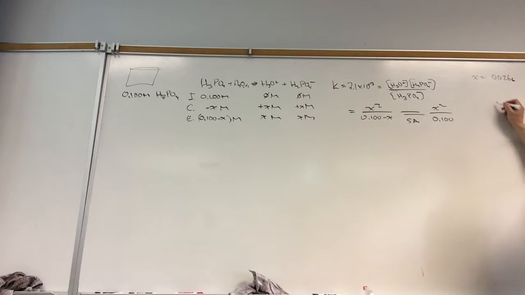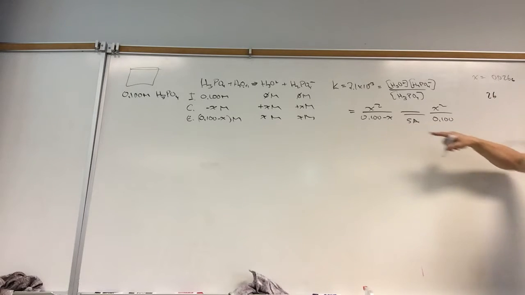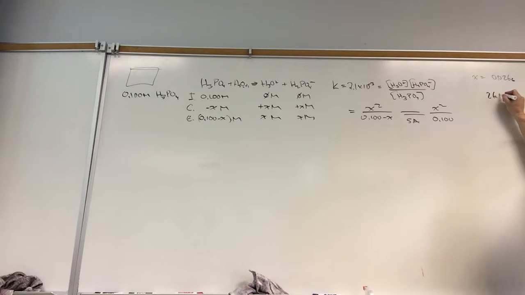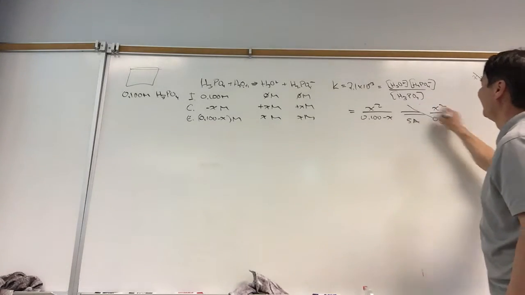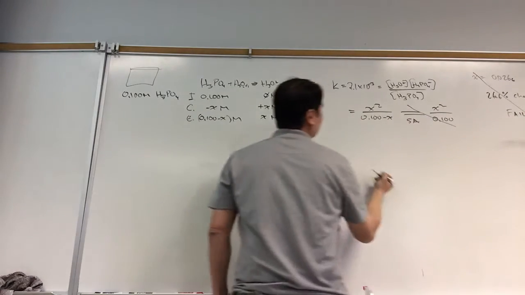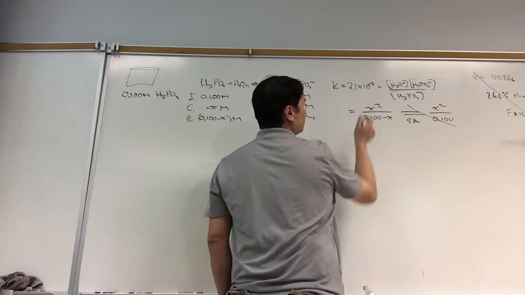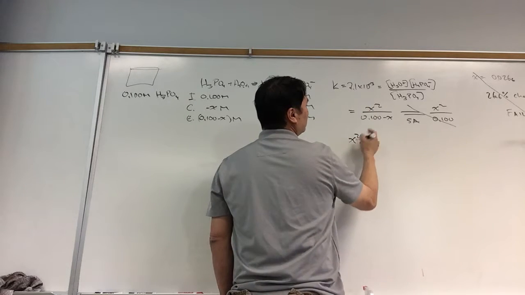0.0266. With 0.100, we see it's a 26.6% change, which is a fail. This one failed too, unfortunately. So we can't do that. So we have to use the quadratic. Let's go ahead and get this into quadratic form, which is x squared.